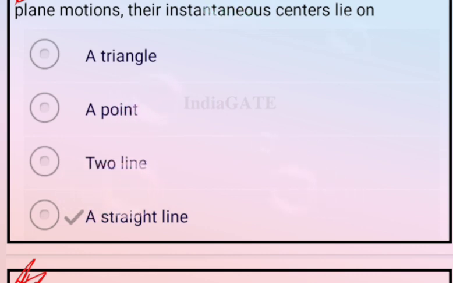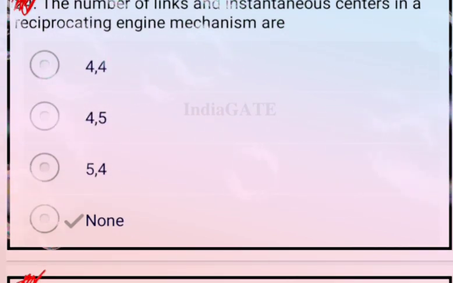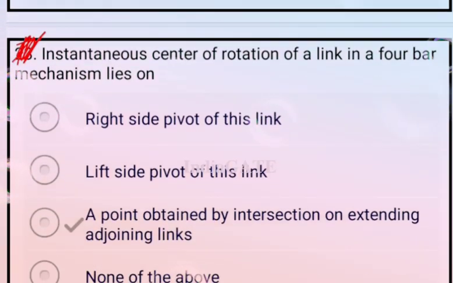According to the Kennedy theorem, if three bodies have plane motion, their instantaneous centers lie on a straight line. So option D is your correct answer. The number of links and instantaneous centers in a reciprocating engine mechanism are, that is none, means it is not defined, any of the above. Now come to the next question.